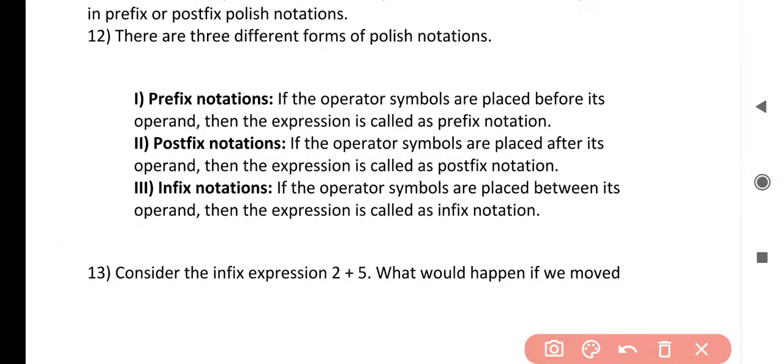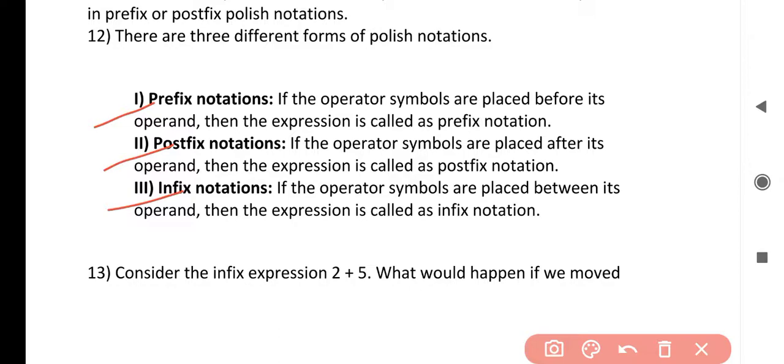In the last lecture we have seen application of stack. Now we will see one of the prominent applications of stack, that is evaluation of expression. For that there is a form called Polish notations. In that we are going to see prefix notation, postfix notation and infix notation.